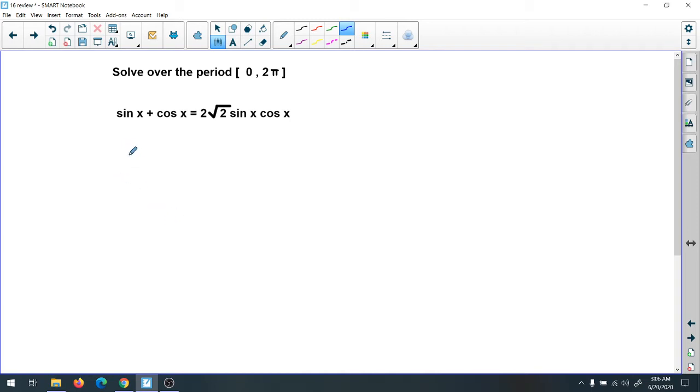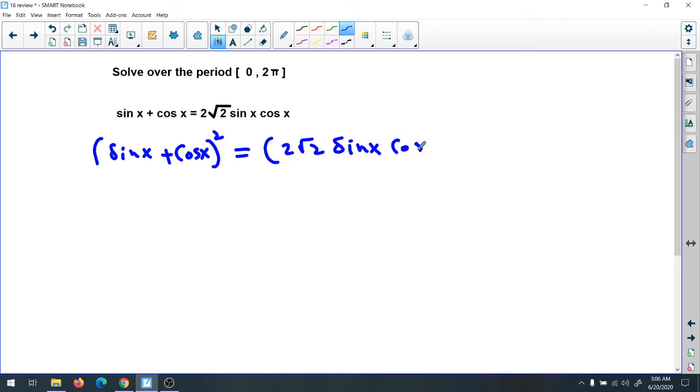So we square both sides. That's the plan here. Square the left side, so sine x plus cosine x, squared, equals, and here we have 2 square root of 2 sine x cosine x, which we're going to square. For the left side, we have sine squared, and cosine squared. So square the first, square the second, plus 2 times first times second: 2 sine cosine.